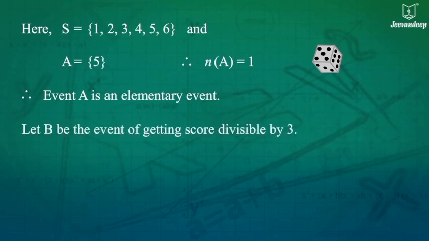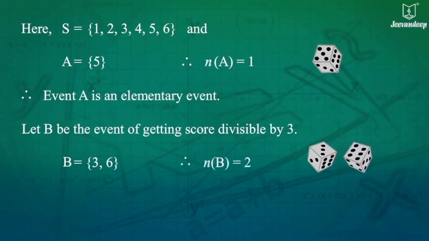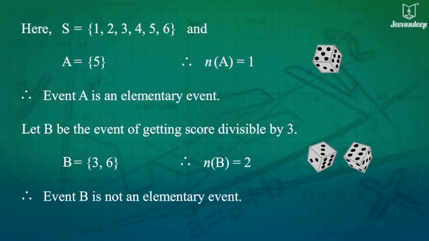Let B be the event of getting a score divisible by 3. Then, event B equals the set of two numbers, that is 3 and 6. Therefore, n(B), that is, the number of elements for event B, equals 2. Therefore, event B is not an elementary event.